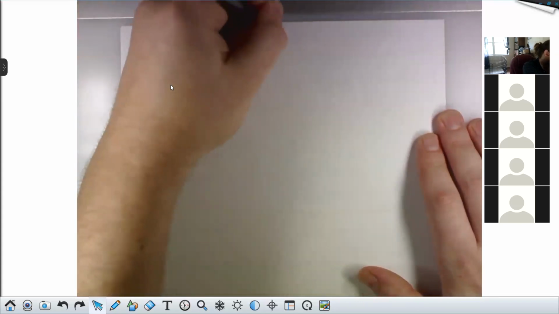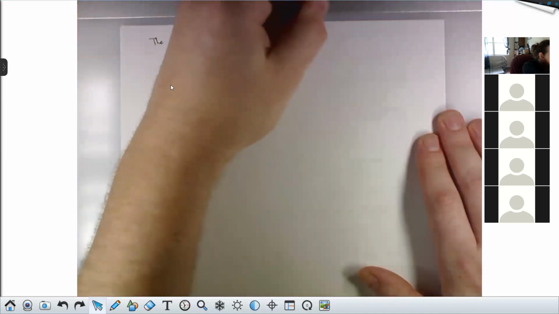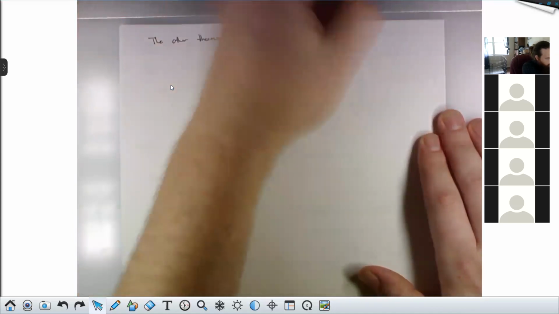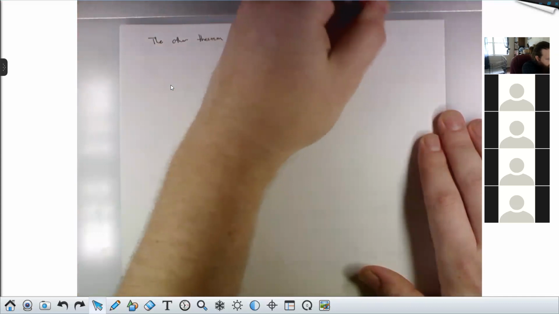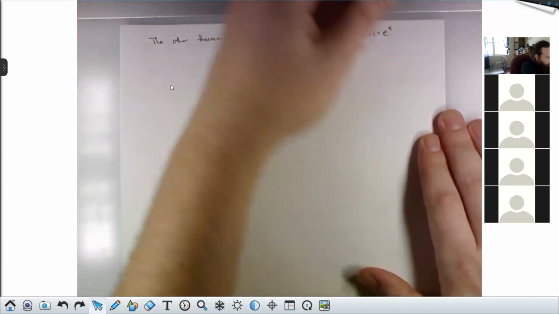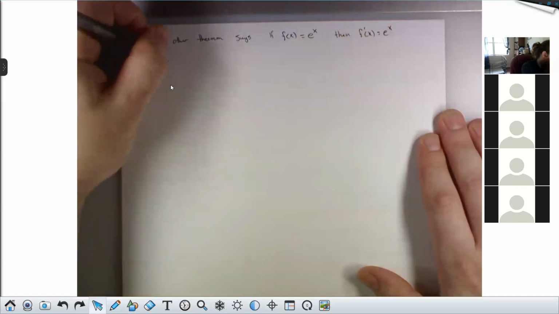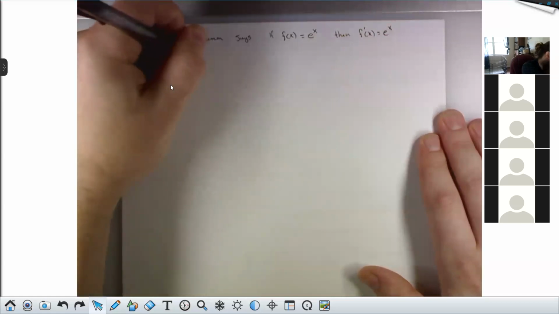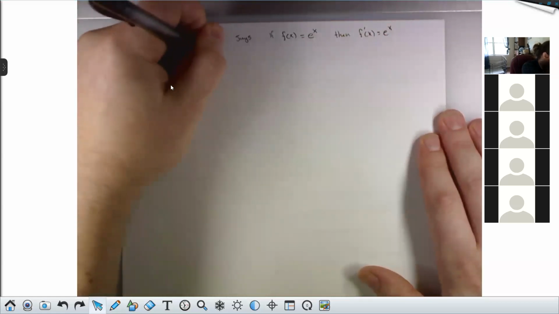says, if f of x is e to the x, then f prime of x is also e to the x, where e is this fancy number, 2.71828, blah, blah, blah, blah.